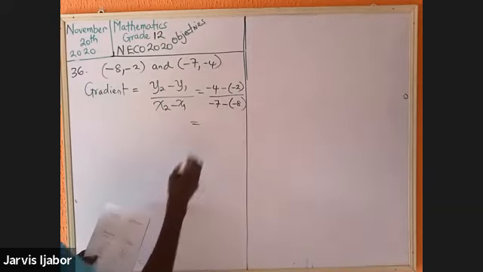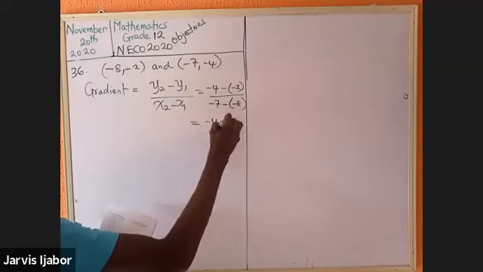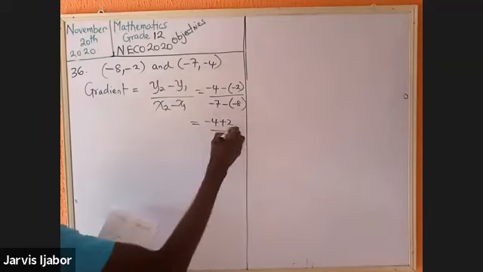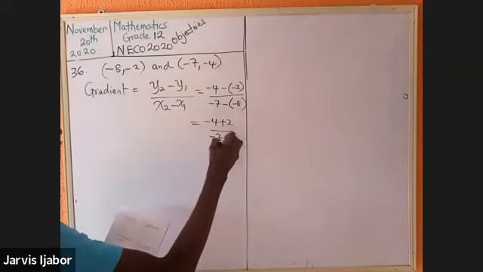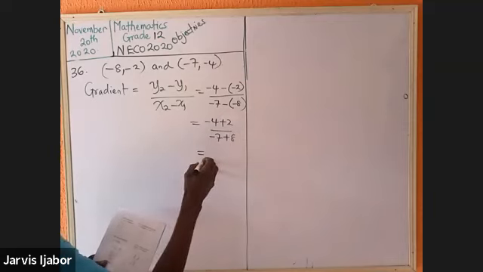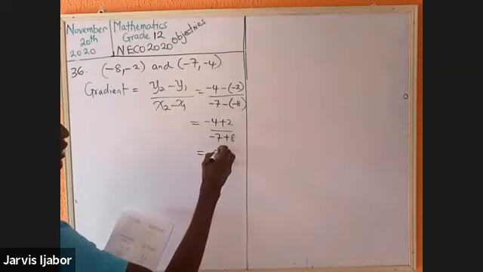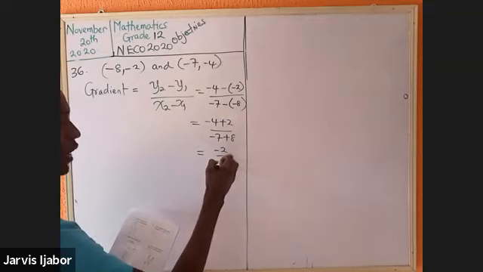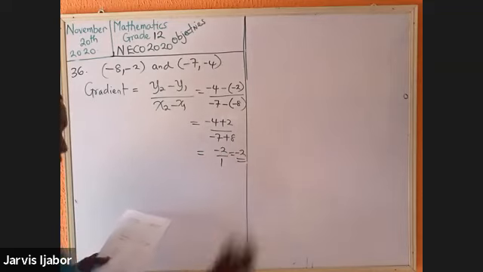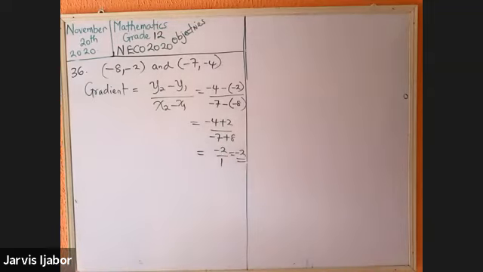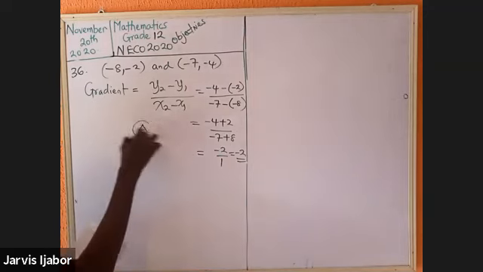So what does that give you? This will give you -4 plus 2 over -7 plus 8. And that will give you -2 over 1. That will be -2. So the gradient in this setup will be -2, and that is E.